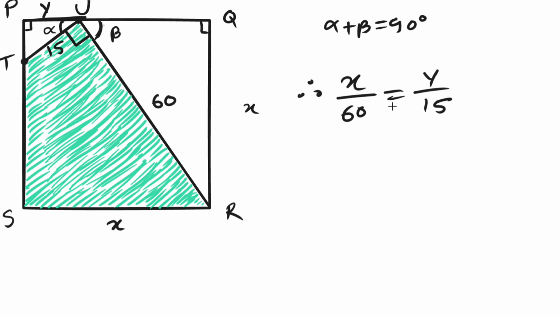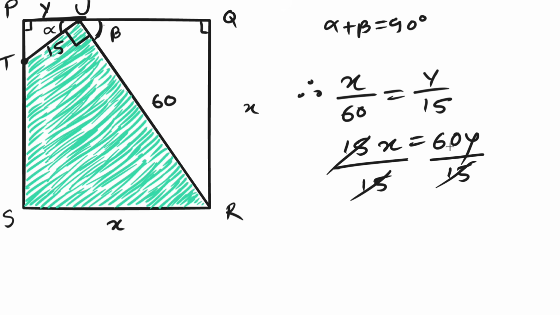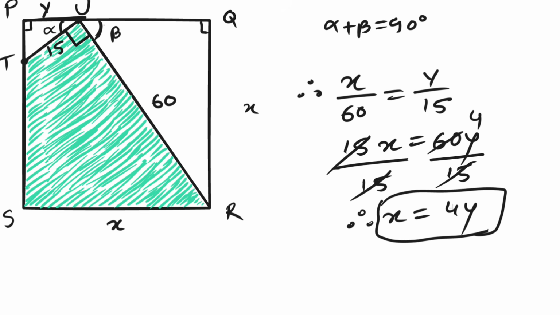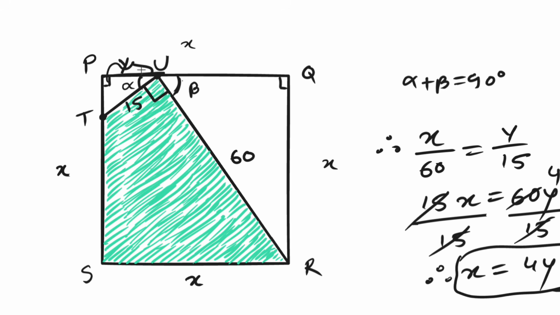Now let's solve that carefully. We have x over 60 equals y over 15. To eliminate the denominators, we cross-multiply. That gives us 15x equals 60y. Now divide both sides by 15. Since 60 divided by 15 is 4, we get x equals 4y. This is a very useful relationship. The side of the entire square is 4 times the little segment PU. So, keep that result in mind.